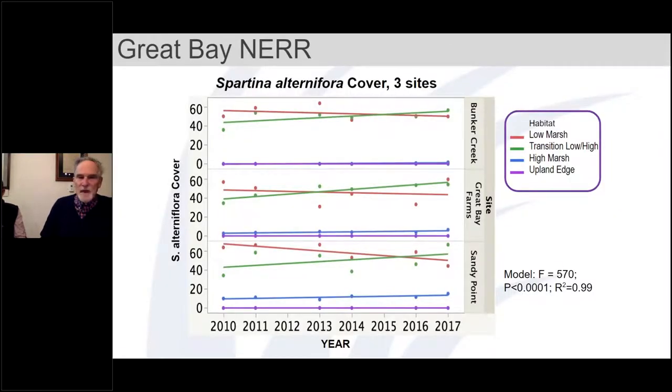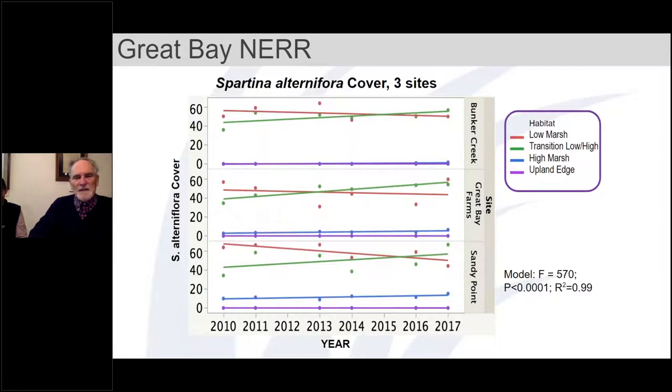Great Bay in New Hampshire monitors three different marshes: Bunker Creek, Great Bay Farms, and Sandy Point. And what we're looking at here is Spartina alterniflora cover on the y-axis for these three marshes, and time on the x-axis, from 2010 to 2017. We looked at plots in the low marsh, which is a red line. Sorry about the red and the green. Transition plots are the green line. Those are both the upper two lines in every single marsh because that's where most of the alterniflora is. And then high marsh is shown as a blue line and upland edge is a purple line.